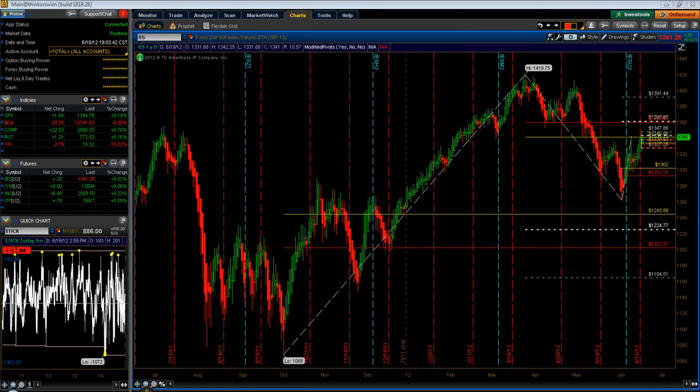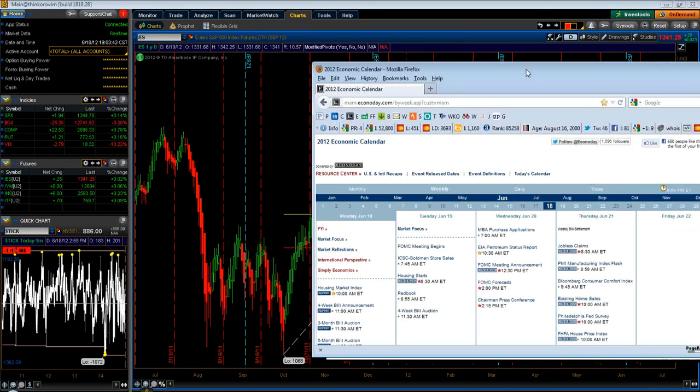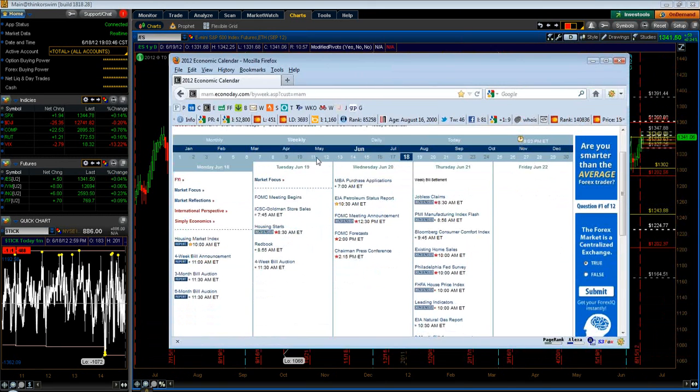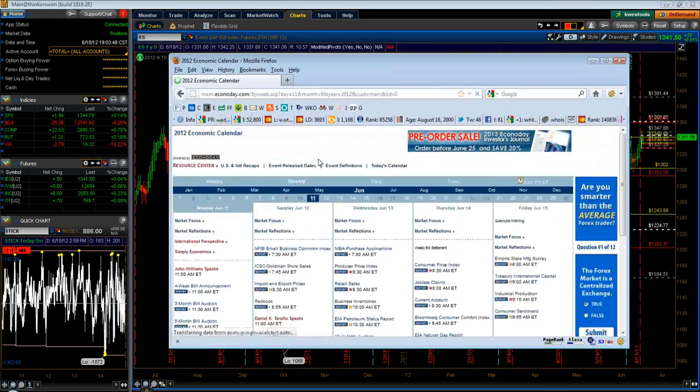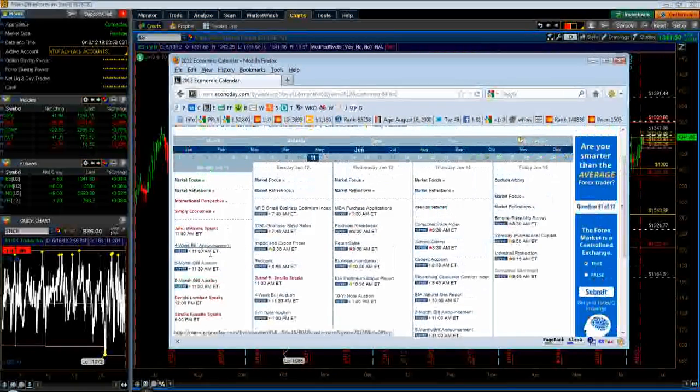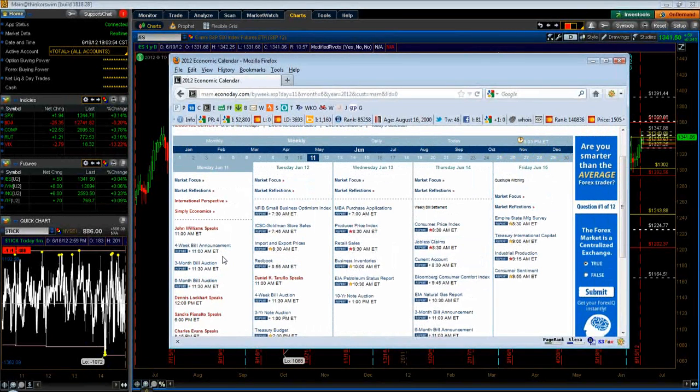The first thing I'd like to do is just refresh what we had last week for economic news. If I pull this over here, this is just the calendar from last week, and Monday was a little bit slow. There wasn't anything major on the calendar.